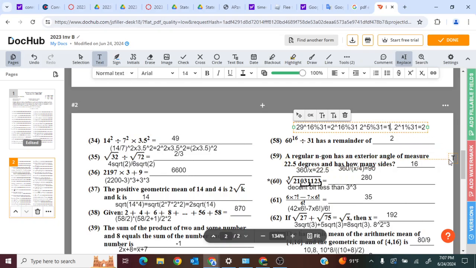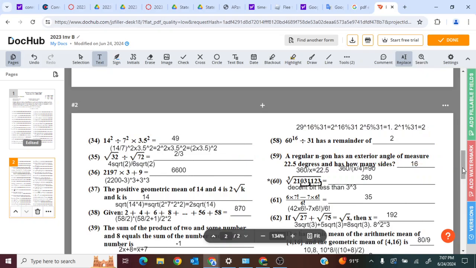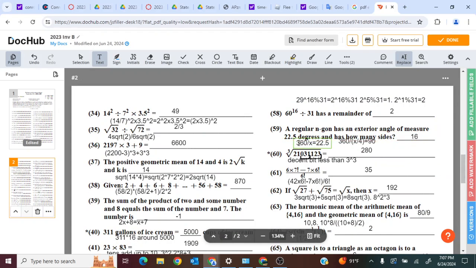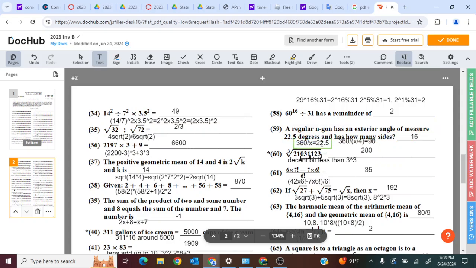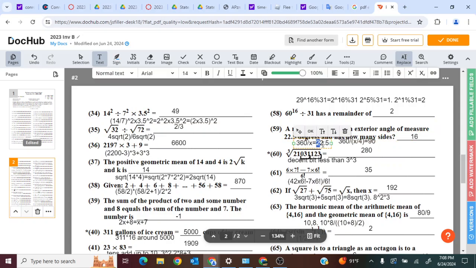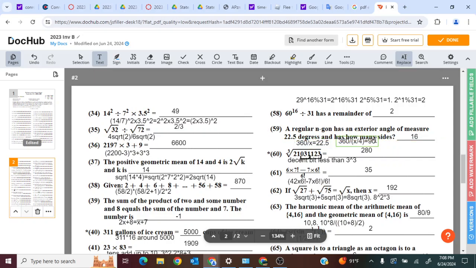A regular polygon has an exterior angle measuring 22.5 degrees. How many sides does it have? Well, an exterior angle is 360 over the number of sides. If it's a bit hard to figure out what value 360 is divided by to get 22.5, multiply this by 4 and you get 90, which is clearly 4 sides. Then, you multiplied by 4, so you have to divide by 4. No, you multiplied by 4 to get 90, so you have to multiply by 4 to get the correct number of sides, which is 16.